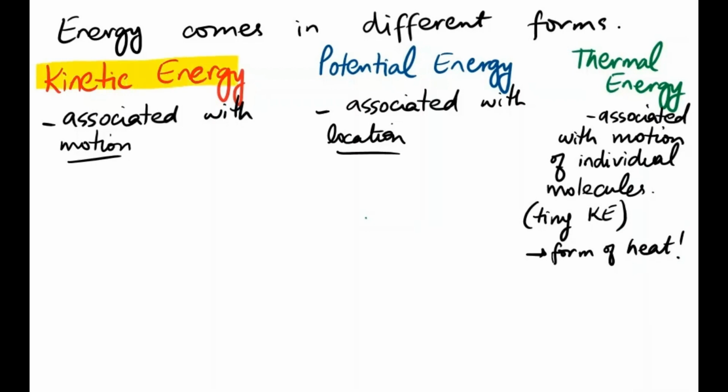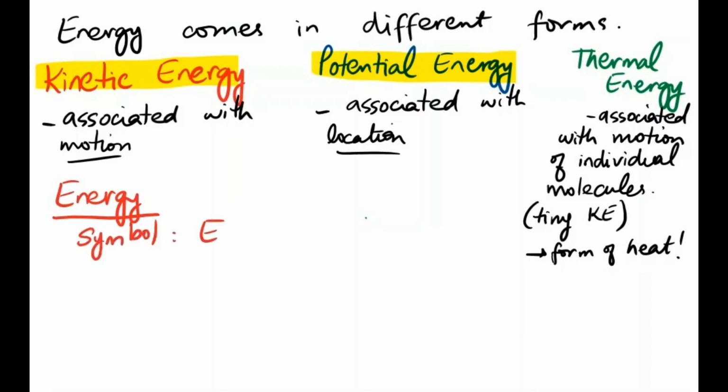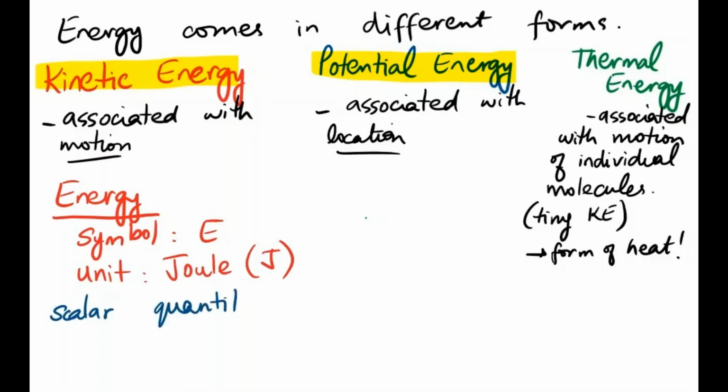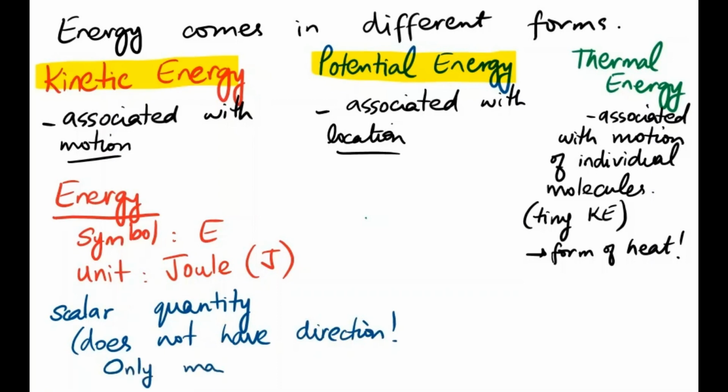Now, energy is represented with the symbol capital E, and the unit we use for energy is the joule, or capital J. It's a scalar quantity, which you need to remember. It does not have any direction, so you only need to describe the energy with the magnitude. You do not need to give the direction for a scalar quantity.